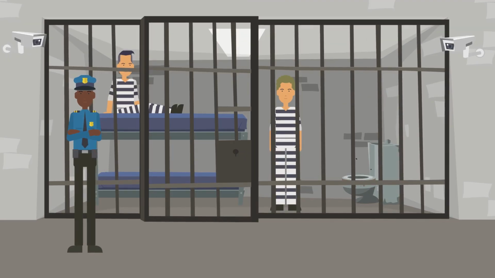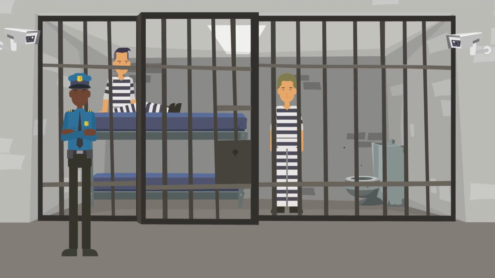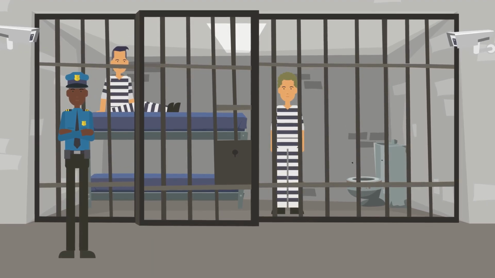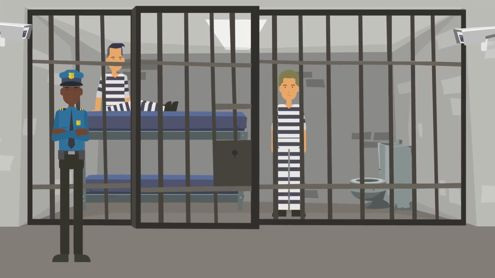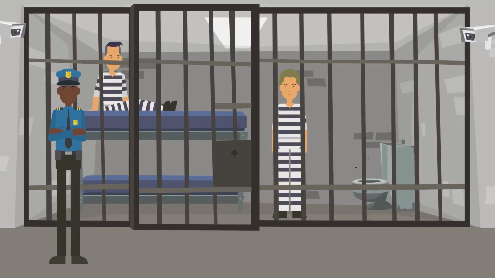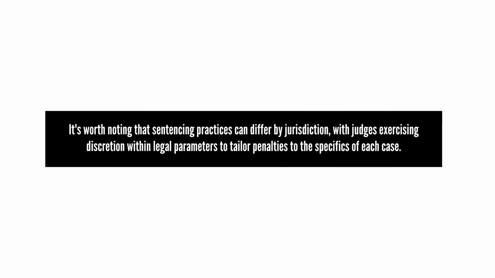Jail time, if mandated, is typically served in a local facility. The length of imprisonment varies based on the offense's severity and other pertinent considerations. Upon completion of the prescribed terms, the individual is considered to have fulfilled their sentence. It's worth noting that sentencing practices can differ by jurisdiction, with judges exercising discretion within legal parameters to tailor penalties to the specifics of each case.